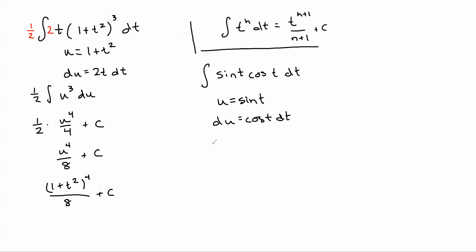And then we can just take all that stuff and pop it in. And so we get u du. And this is one of the classic formulas. And so we'll get u squared over 2 plus c. And so we get sine squared t over 2 plus c. Okay.